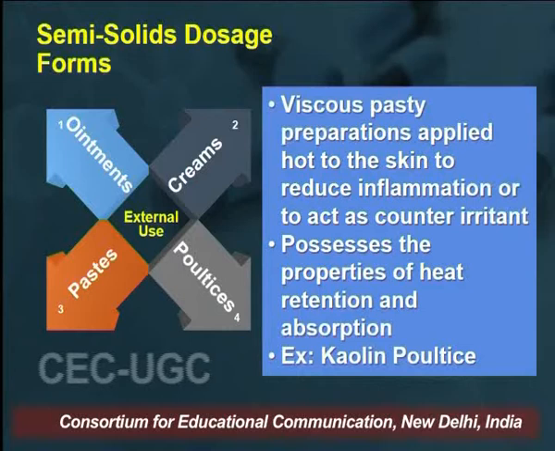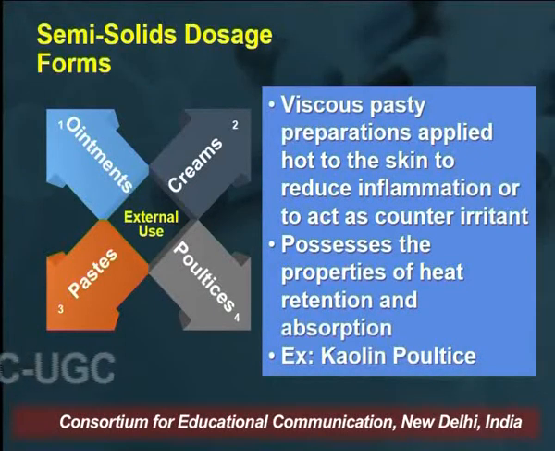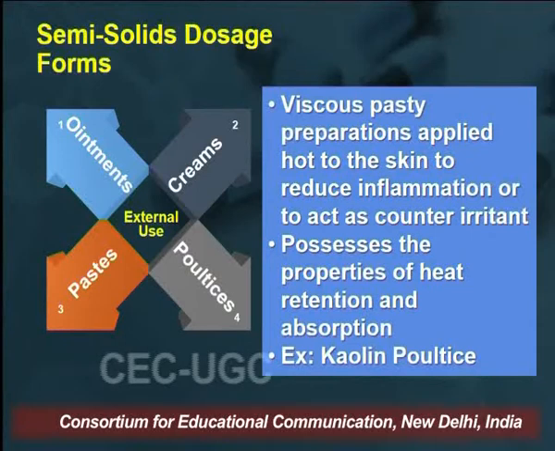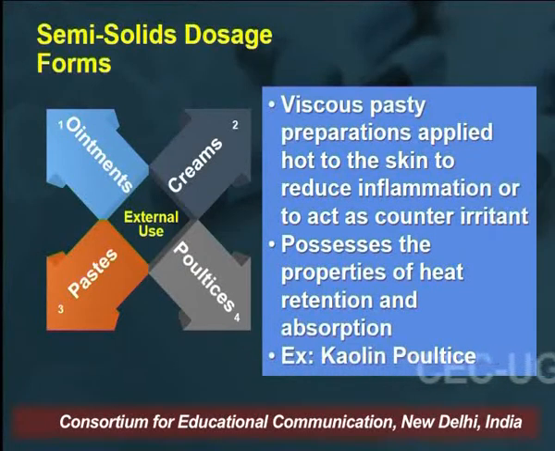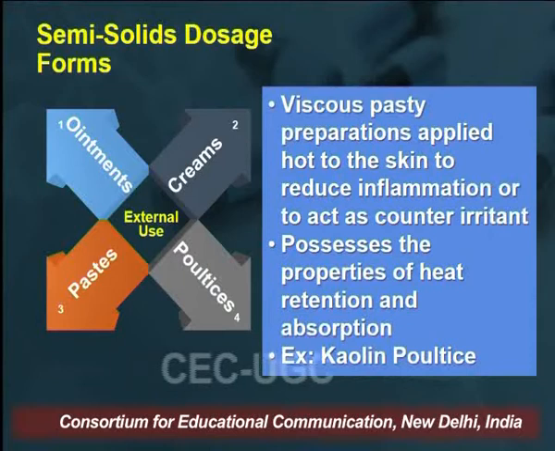Talking about semi-solid dosage form meant for external use, poultices, which are viscous, pasty preparations and are applied hot to the skin to reduce inflammation and act as counter irritants. Poultices possess the properties of heat retention and absorption. The most common example includes kaolin poultice.